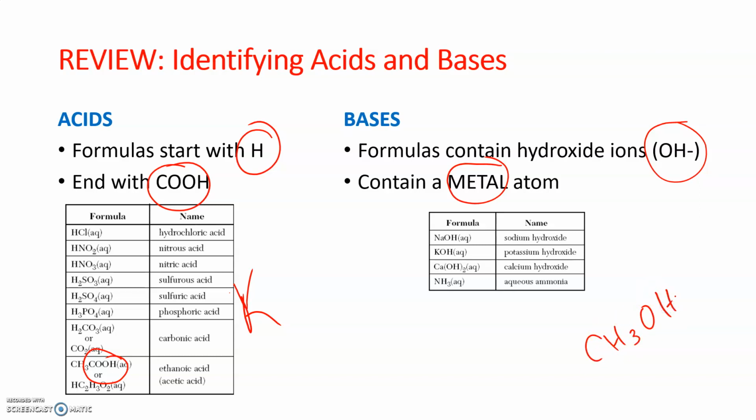CH3OH or things like that. That is not a base. Not a base. The reason why is that, yes, that is a hydroxide, that criteria is met, but this is a group of non-metals, so that is actually an alcohol. All right, so that is an alcohol, not a base. To be a base, you have to have OH bonded with a metal.